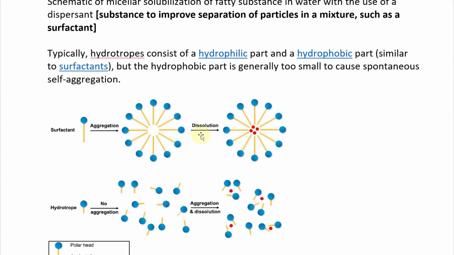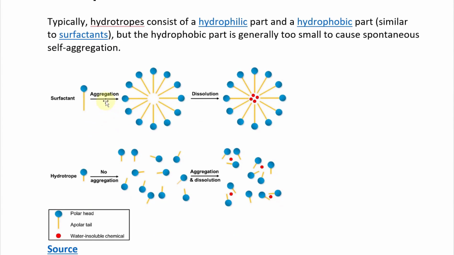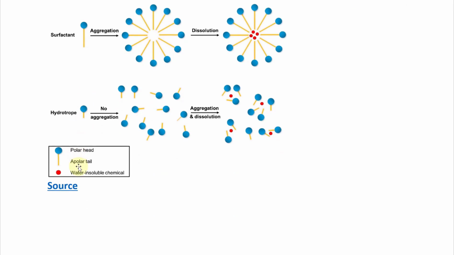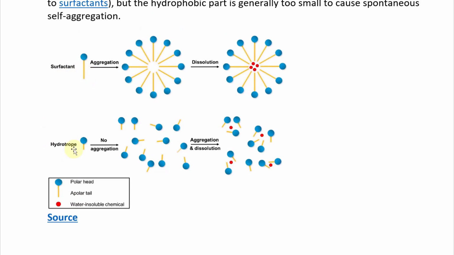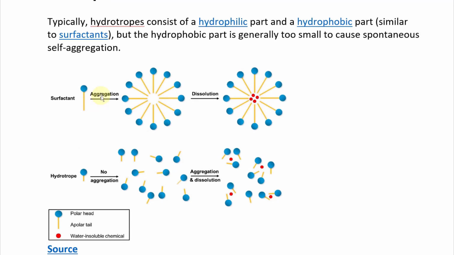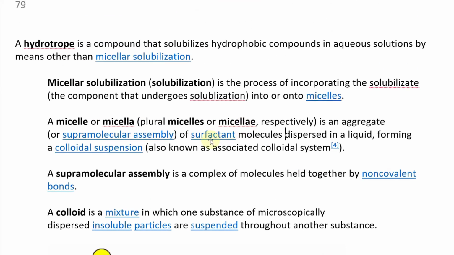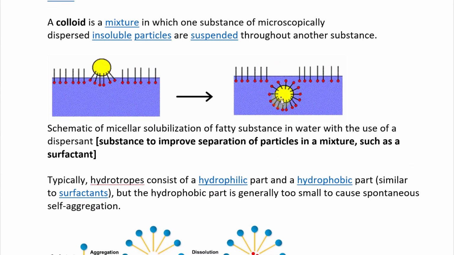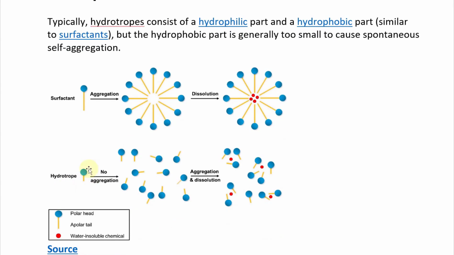So here's the difference between a regular surfactant, and the surfactant looks like this. You have the polar head and an apolar tail, and the polar one wants to connect with the water, and the apolar away from the water. So you have aggregation like this. So it aggregates automatically like that, and then in the process of dissolving other substances inside, there's this water insoluble chemical, the red, and it sort of surrounds it. So you have this micellar solubilization like this. But then a hydrotrope, it's much smaller than that, and there's no aggregation.